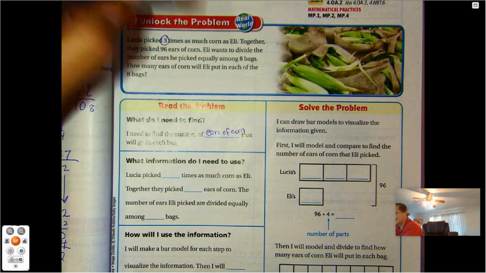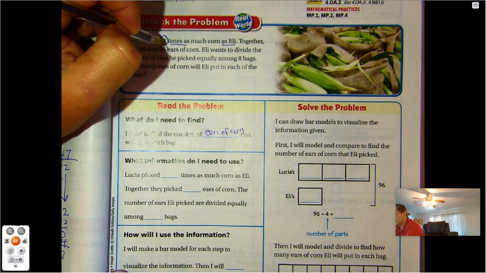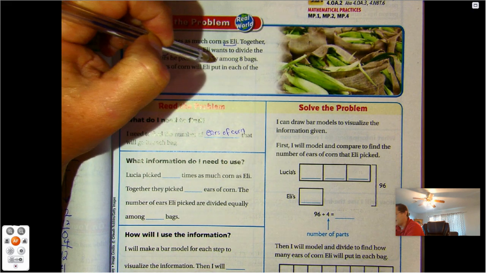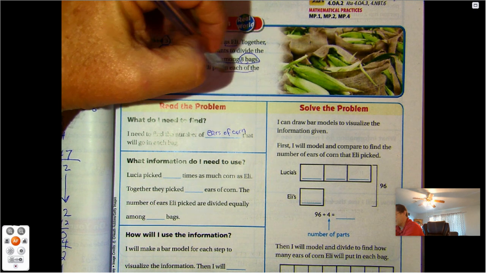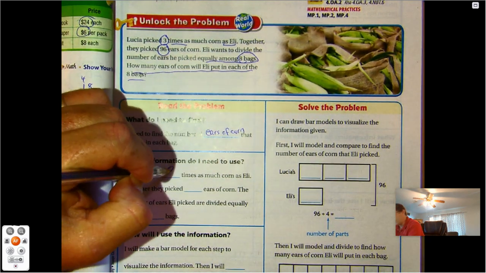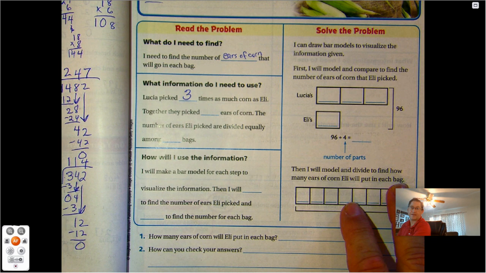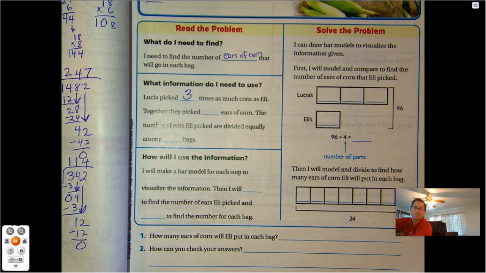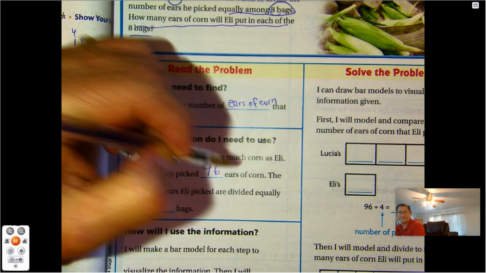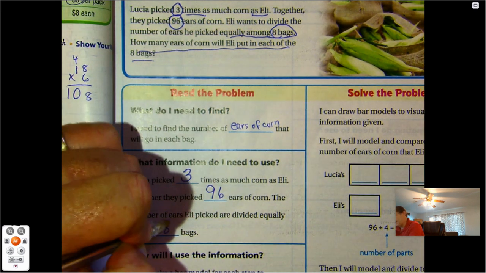So Lucia picked three times as much corn as Eli. So whatever Eli's number is, she picked three times as much. Together, they picked 96 ears. When we find out Eli's number, he wants to divide his equally into eight bags. So how many ears of corn will Eli put in each of the eight bags? All right, so we need to know that Lucia picked three times as much corn as Eli. Together, they picked 96 ears of corn. The number of ears Eli picked are divided equally among eight bags.